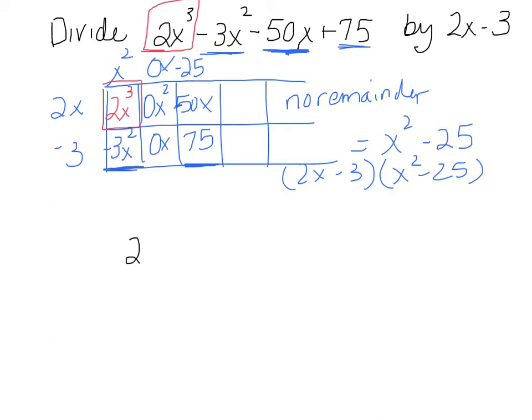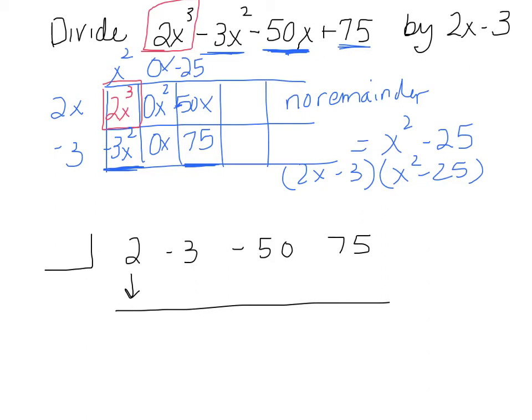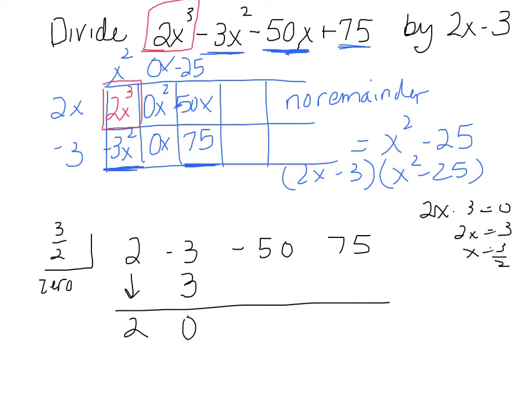I've got 2, negative 3, negative 50, and 75. And I'm going to divide by the factor, not the factor, but the 0. The 0 is going to be positive 3/2. And I got that very quickly by setting this equal and solving. Okay, so I bring this number down. 2 times 3/2 is just 3. Negative 3 plus 3 is 0. Then this is 0. This is negative 50. And then when I multiply that, I'm going to get 75 negative and 0.